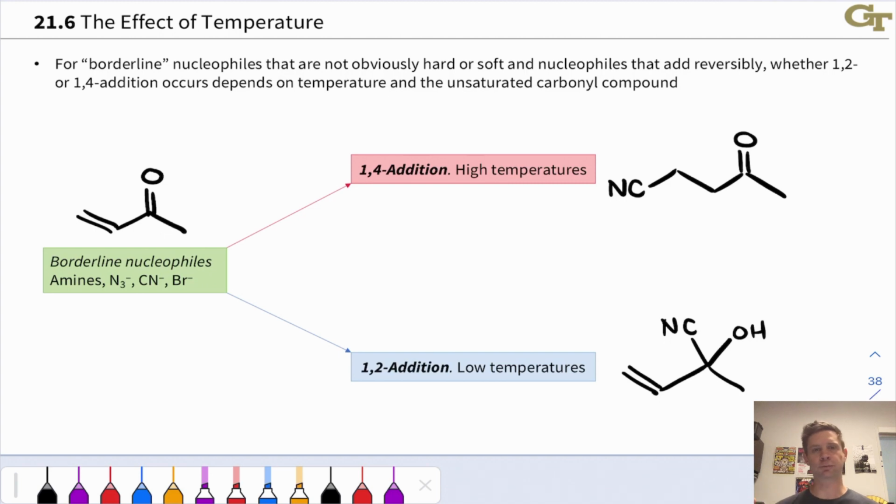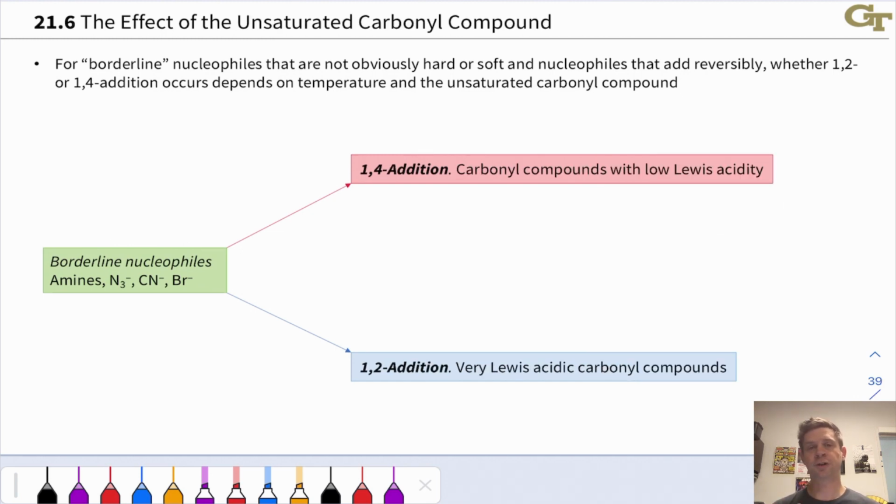If we allow the reaction to proceed to long reaction time or high temperature, we often see isomerization via equilibrium to the more stable 1,4 addition product, the thermodynamic product. The Lewis acidity of the carbonyl carbon, in particular, what type of group is connected to the carbonyl carbon, also plays a role in whether 1,2 or 1,4 addition can take place.